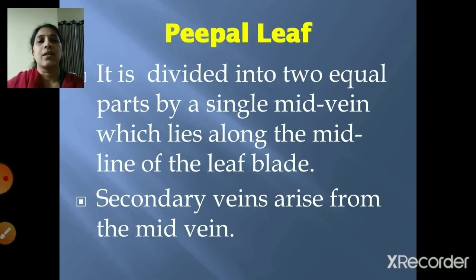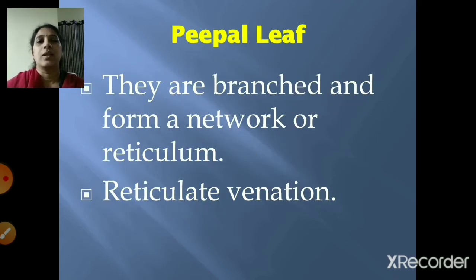Then there is a distinction between the peepal leaf and the maize leaf. The peepal leaf is divided into two equal parts by a single midvein which lies along the midline of the leaf blade, and the secondary veins arise from this midvein. In the peepal leaf, the secondary veins are branched and form a network or a reticulum, and that's the reason they have reticulate venation.